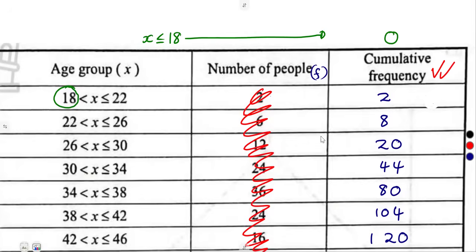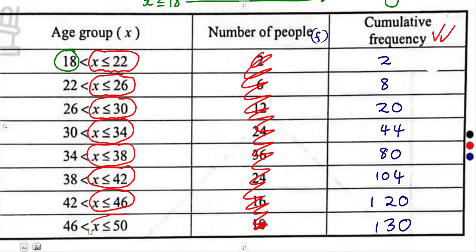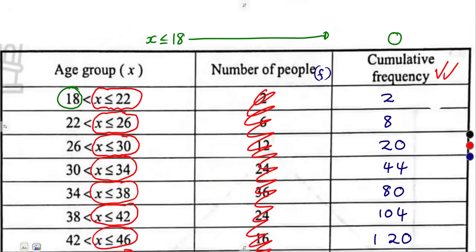So these points are the ones that you're going to be taking, guys. The upper classes: x is less than or equal to 22, x is less than or equal to 26, and so on, versus their cumulative frequencies. Each upper class is supposed to correspond to its cumulative frequency. So let us consider this.